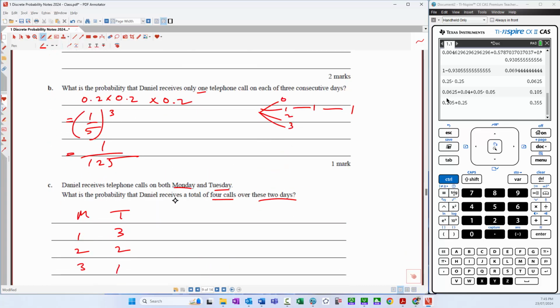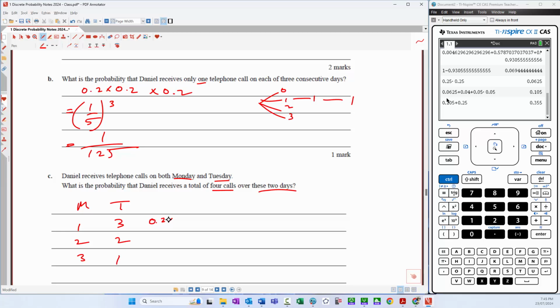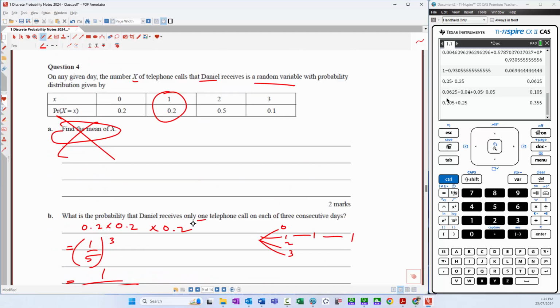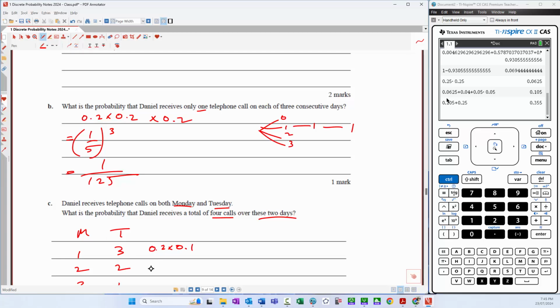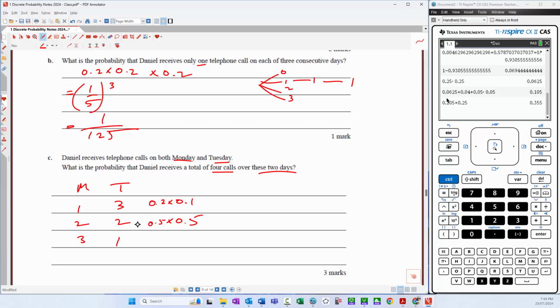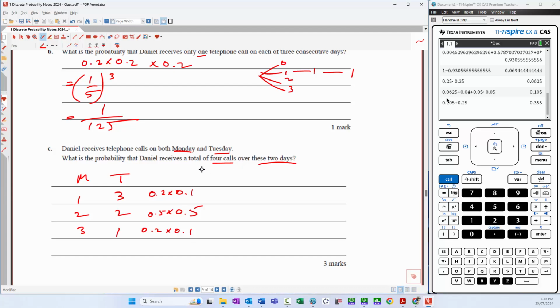So that's going to be 0.2 times 0.1. 2 and 2 is 0.5 times 0.5. And this one is going to be the same, just in reverse order. Okay, so this is going to be 0.02. This is going to be 0.25. And this is going to be 0.02. We're going to sum them together and we're going to get 0.29.